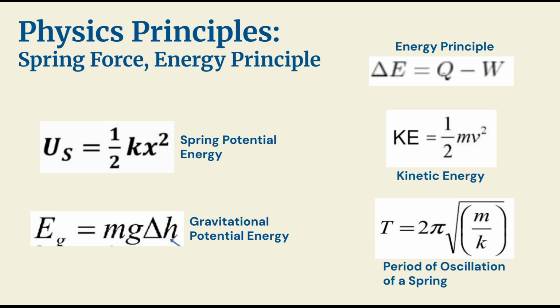Spring potential energy is given by 1/2 kx squared, where k is the spring coefficient and x is the distance the spring stretches. Gravitational potential energy is given by mass times the gravitational constant times height. Kinetic energy is given by 1/2 mass times velocity squared. The energy principle states that the change in energy of the system is equal to work done by the surroundings. The period of oscillation of a spring is given by 2 pi times the square root of mass over the spring constant.